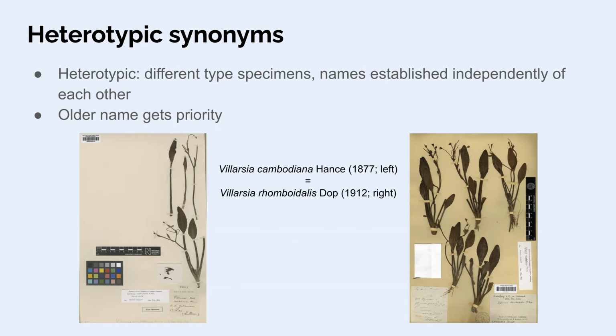So they had to get put into synonymy, and because they have different names, these names are both in Valarsia, only one of them can be used as the correct name. So this is where the rule of priority comes in. So Valarsia cambodiana, described by Hance in 1877, that one got priority, and this name Valarsia rhomboidalis has been relegated to the synonymy bin. Okay, so you can have this situation of heterotypic synonyms.